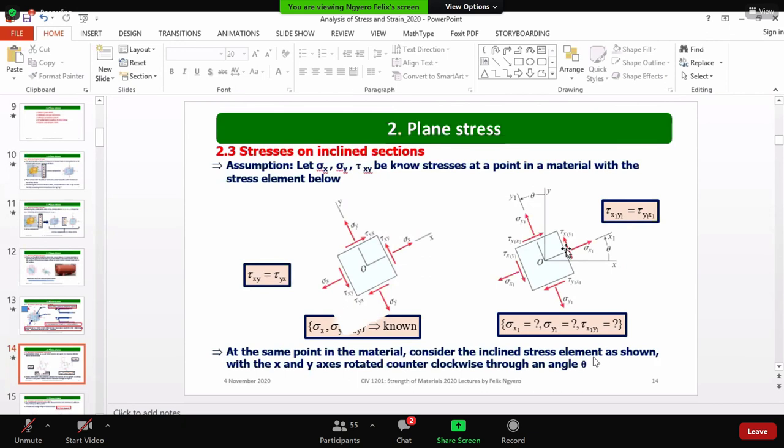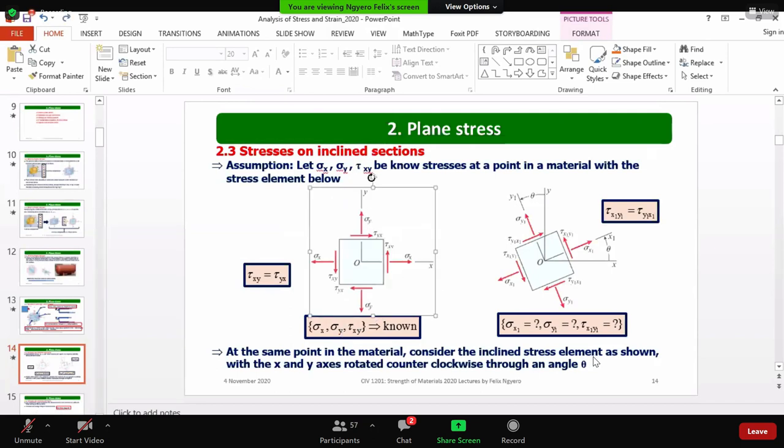To do that, you use some equations which we shall derive, and then we'll be able to use those equations. They are trigonometric equations, and you'll be able to obtain sigma x1 and sigma y1. Those are the normal stresses along the x1 and the y1 directions, and you'll also use a certain equation to compute the shear stress tau x1 y1. And then you'll be able to tell whether or not you get a different set of stresses after rotating the element by a certain angle. So generally the stresses will not be the same.